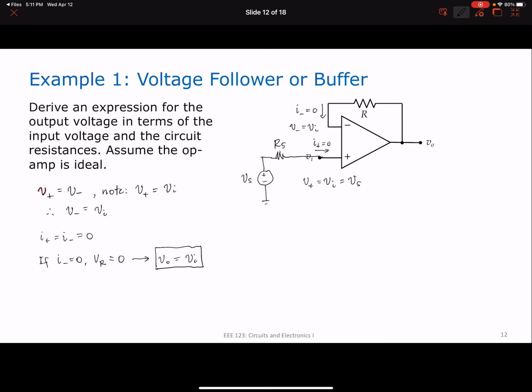So by using a voltage follower or buffer, we are sure that the output will be equal to V of S. Because there is no voltage drop here, this voltage is going to be V of S, this voltage is going to be V of S, no voltage drop here, this voltage will also be equal to V of S. So that is your voltage follower or your buffer.